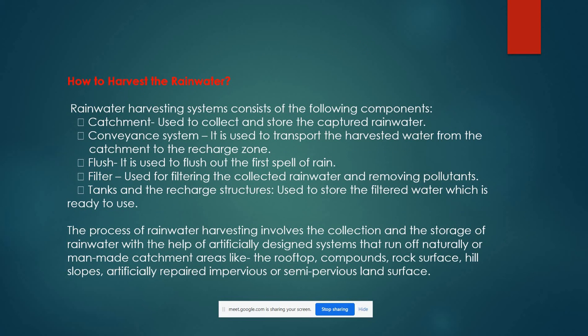Yes, ma'am. The process of rainwater harvesting involves the collection and the storage of rainwater with the help of artificially designed systems that run off naturally or man-made catchment areas like rooftops, compounds, rock surface, hill slopes, artificially prepared impervious or semi-pervious land surface.